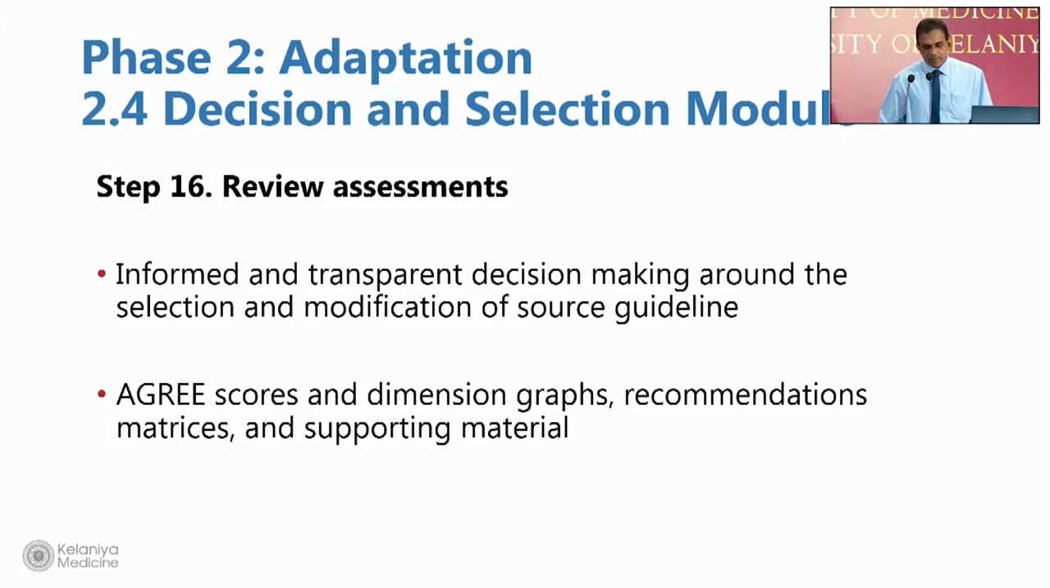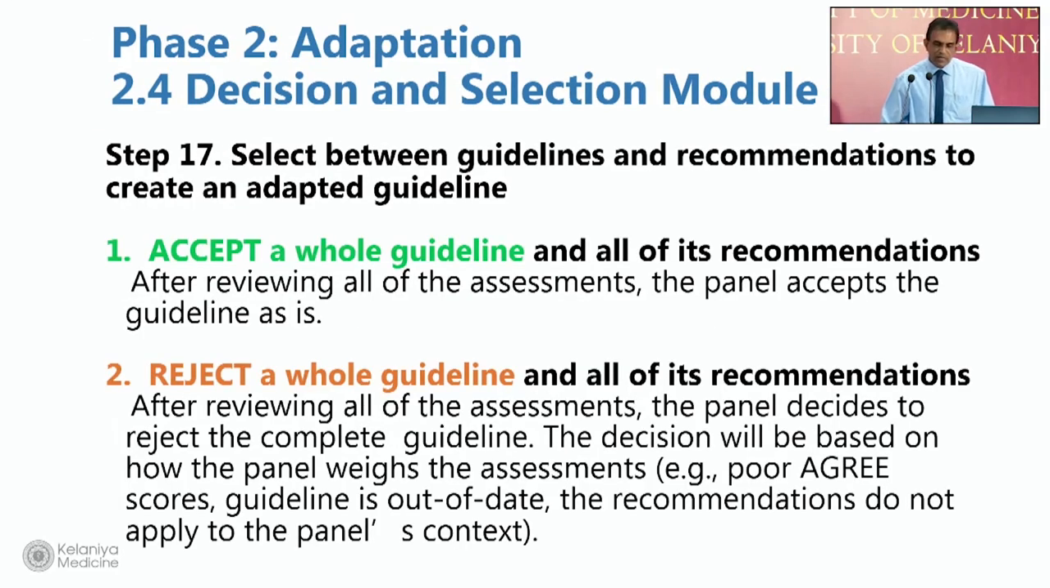Then the next step is to review assessments, to inform transparent decision making around the selection and modification of the source guideline. This is very important, transparent. So we can also use the AGREE score and the recommendation matrix. Then the next is the decision and selection process.